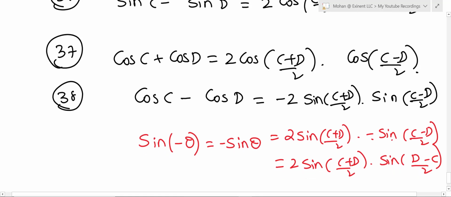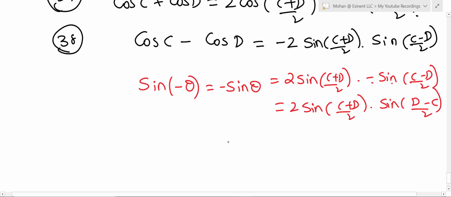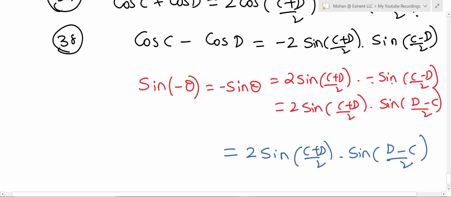Try to understand that one more fact. Basically, if you want to write directly, cos C minus cos D will become 2 times sine of (C plus D) by 2, and instead of C minus D, it will become sine of (D minus C) by 2. Whatever is there here, that is coming first here.